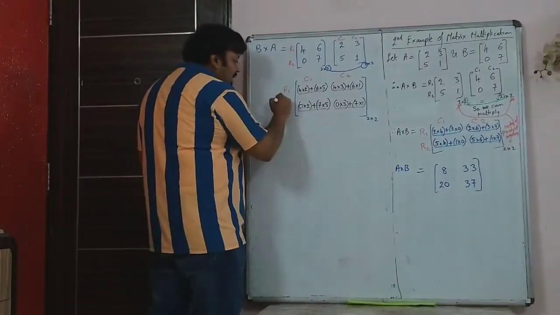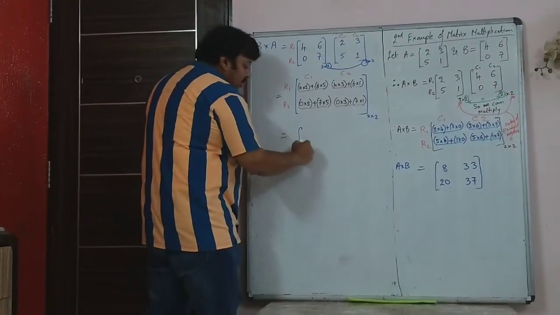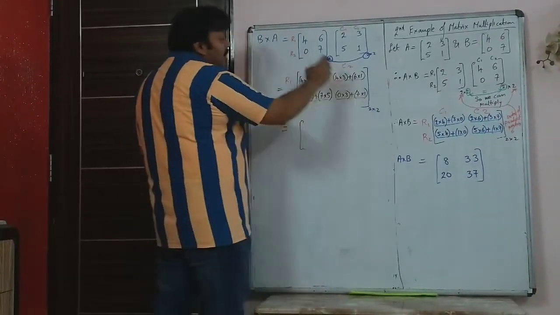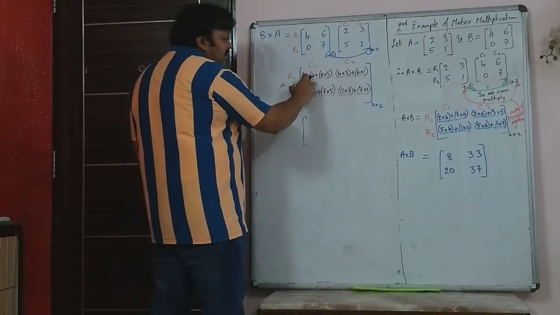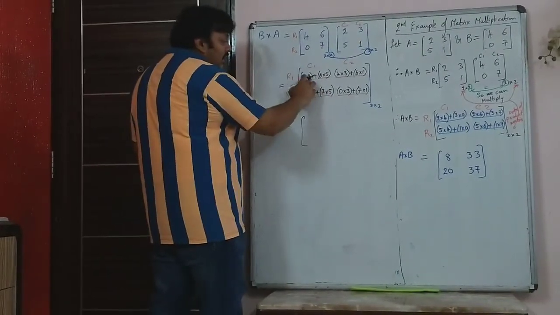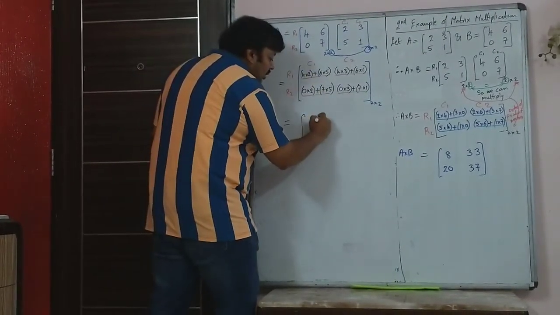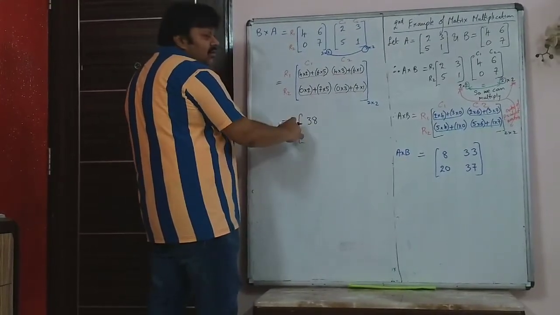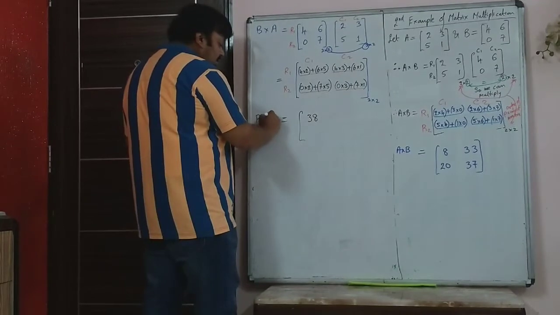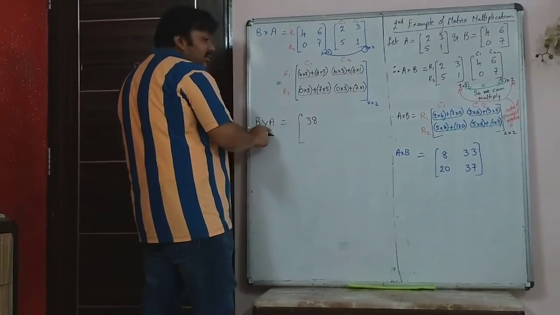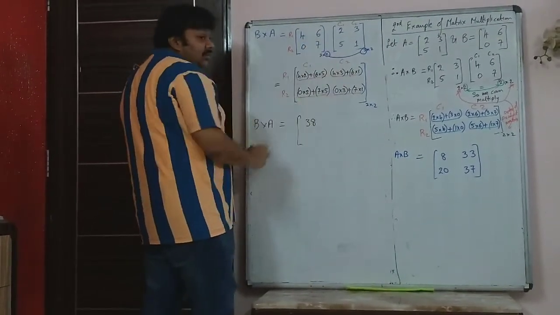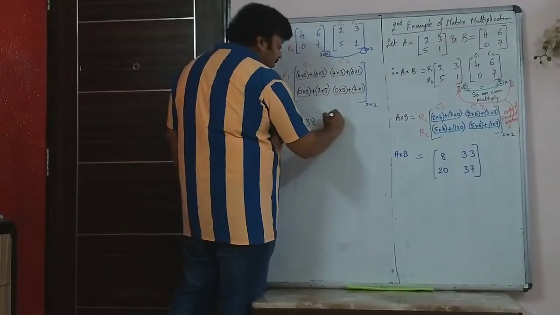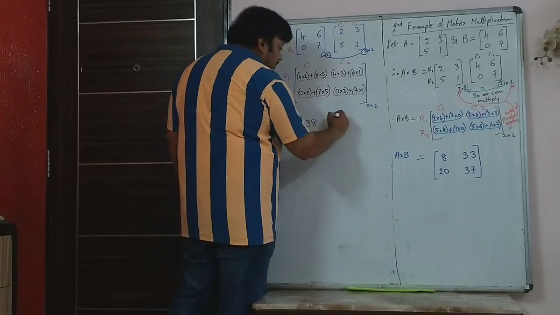So your A into B, this is B into A, not A into B, this is B into A. So now let's see, this is 8 plus 30, 38. Here itself you will see that there is no resemblance to that. This is totally different. This is B into A. B is written first, A is written second, and the multiplication was done. So this is 12 plus 6, that is 18.